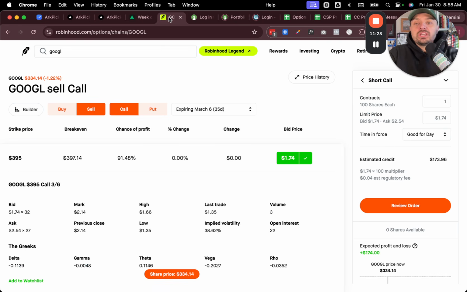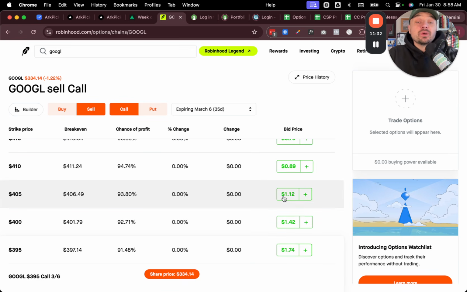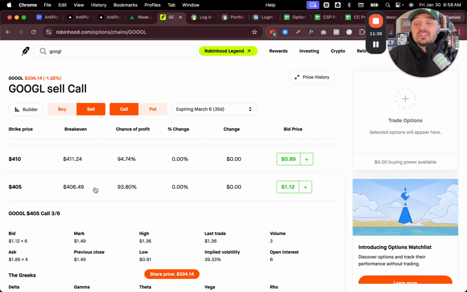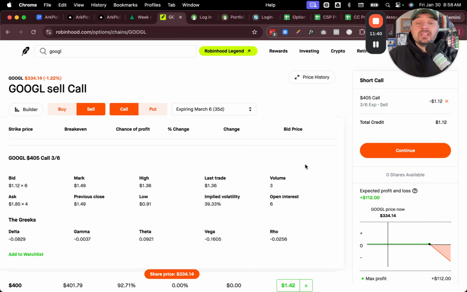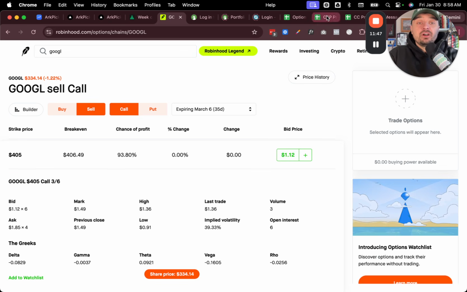Now, of course, you can keep going further up, but you're going to collect less premium. And that's where it makes sense in your situation. If your cost basis is that good, you may want to even look at like 405s, where you're purely looking at this as a pure income play, where it's like, hey, I really don't want to sell my shares, but if it comes down to it and it hits 400, I will gladly sell my shares.